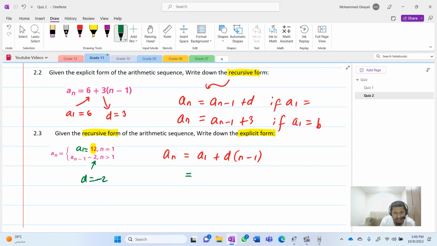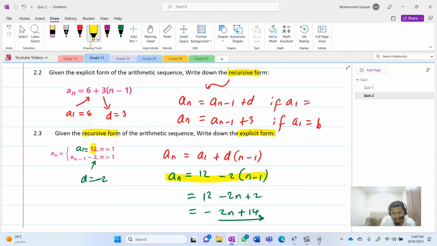So an is equal to 12 minus 2 into n minus 1, where a1 is 12 and d is minus 2. That's your answer. You can leave your answer in this form, or you can open this equation up. You can say 12 minus 2n plus 2, which is negative 2n plus 14. So I would suggest just leave it in this form, or you can have it in simplified form.